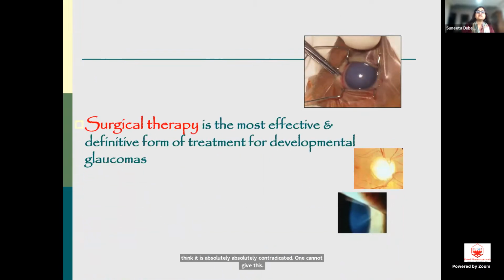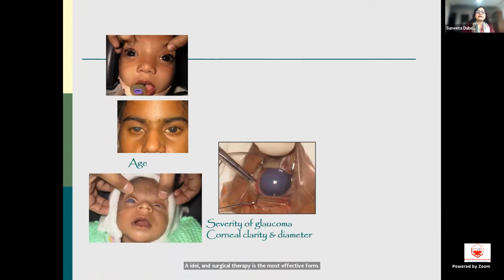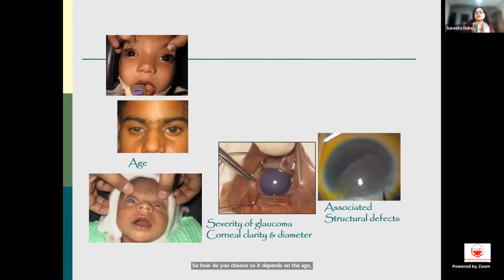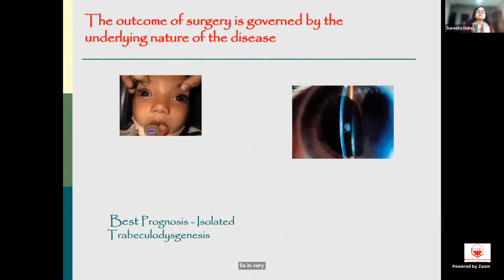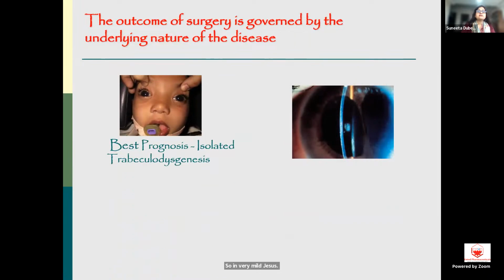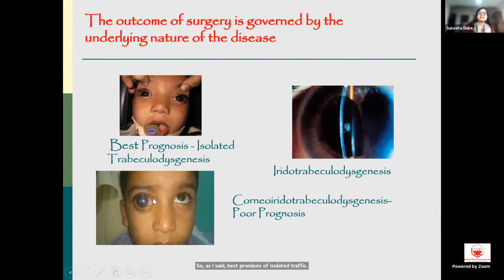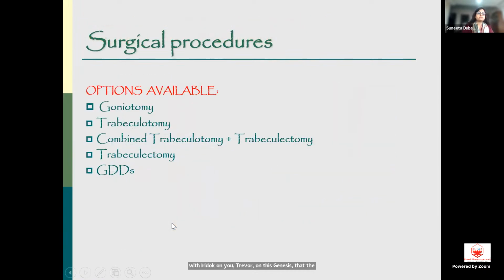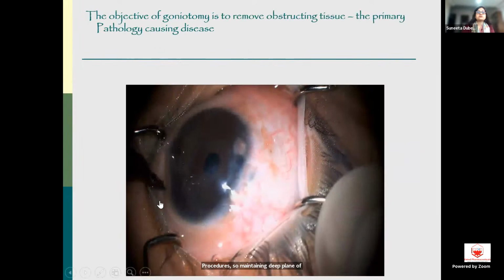Surgical therapy is the most effective form. So how do you choose your surgery? It depends on the age, severity of glaucoma, and associated structural defects. As I said, isolated trabecular dysgenesis has the best prognosis. If a child presents like this with iridocorneotrabecular dysgenesis, then the prognosis, of course, is not so good for simple procedures like goniotomy and trabeculotomy. Then you have to resort to other procedures. Maintaining a deep plane of anesthesia is very important in goniotomy procedures also.